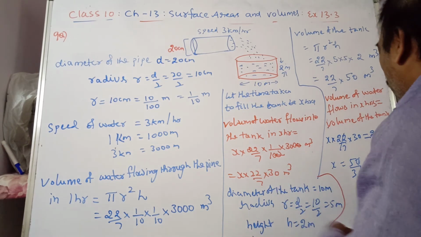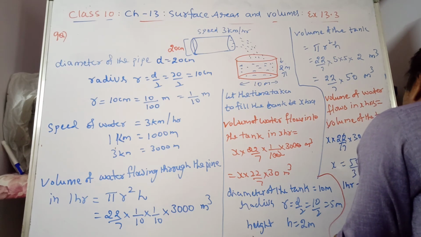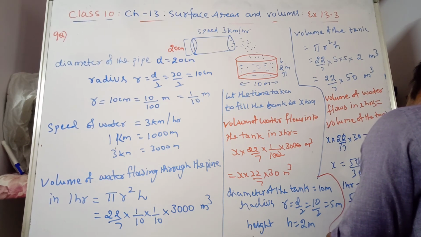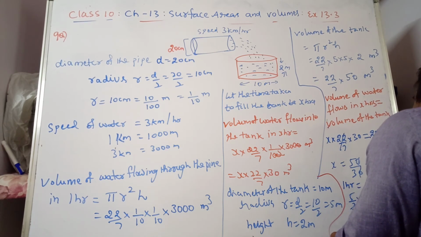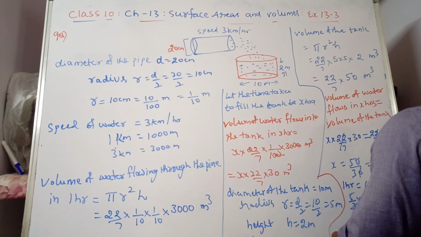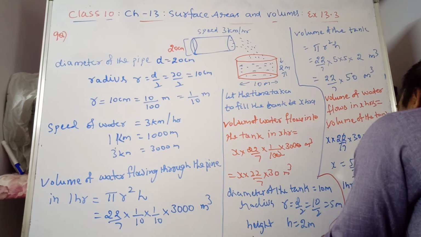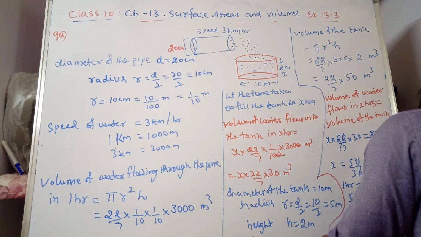1 hour is equal to how many minutes? We convert: 1 hour is equal to 60 minutes. So 5 by 3 hours, 5 by 3 into 60 is equal to 3 ones are 3, 20, which is equal to 5 into 20, 100 minutes. So time taken is equal to 100 minutes.